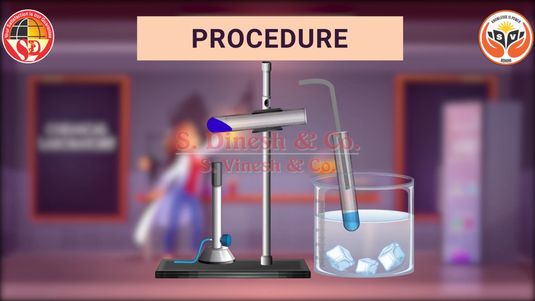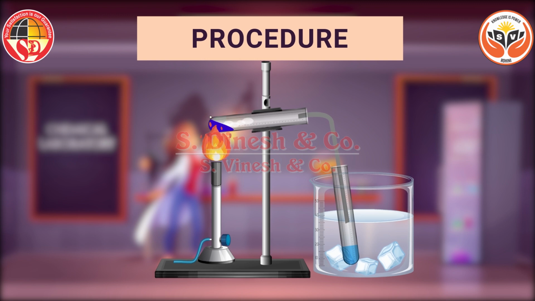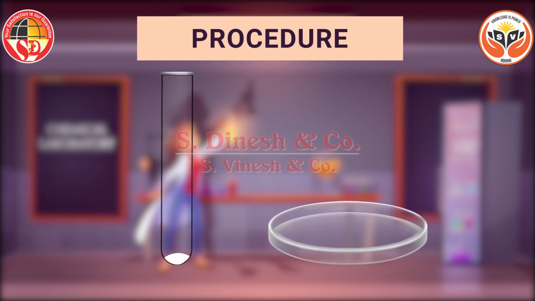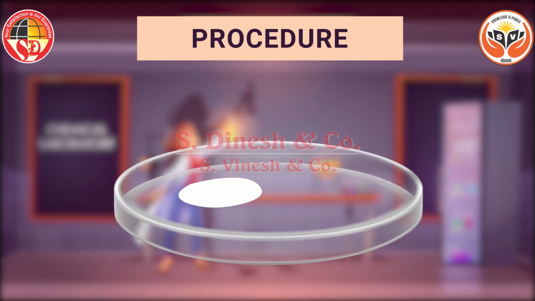The other end of the delivery tube should be well inside a clean and dry test tube placed in an ice bath. Start heating the test tube containing powdered copper sulfate crystals and note the changes in its appearance, if any. Stop heating when the residue in the test tube becomes completely white. Transfer the white powder to the watch glass and let it cool.